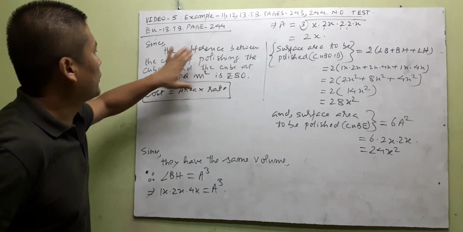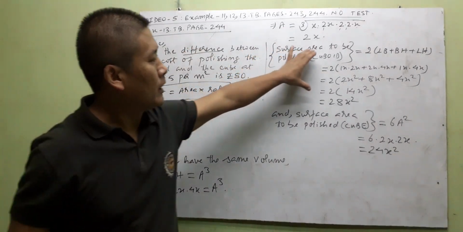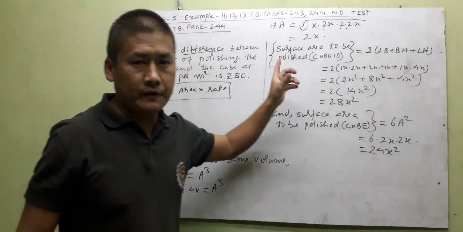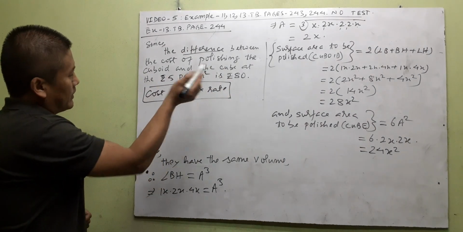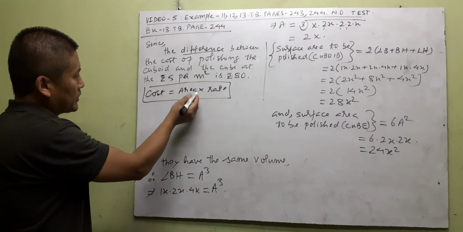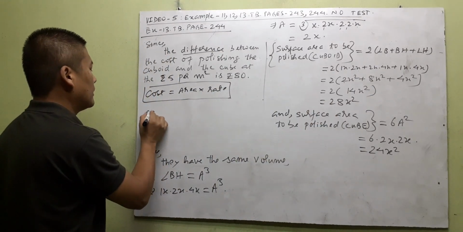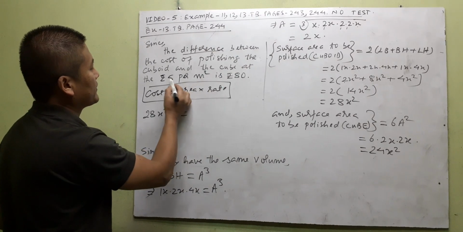So the word difference means higher cost minus lower cost. So the cost of polishing the cuboid will be higher. So cuboid cost minus cube cost, because difference means bigger minus smaller number. So the cost of polishing the cuboid will be the area of the cuboid, that is 28x squared, multiplied by the rate, which is the same for both, rupees 5 per meter square.